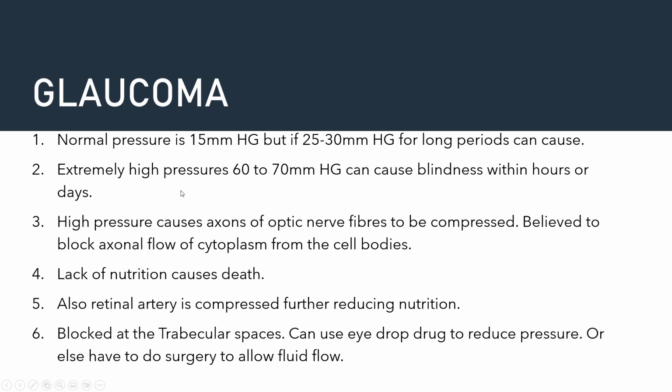So why does high pressure cause blindness? It's because when there's a high pressure, it pushes against the cells in the retina, so they cannot absorb nutrients. When there are no nutrients for the cells, they die. And the high pressure also blocks arteries from providing the required nutrients. So what can the doctor do? First is to give eye drops which contain a drug to reduce the pressure. If it doesn't work, then they will have to resort to surgery.